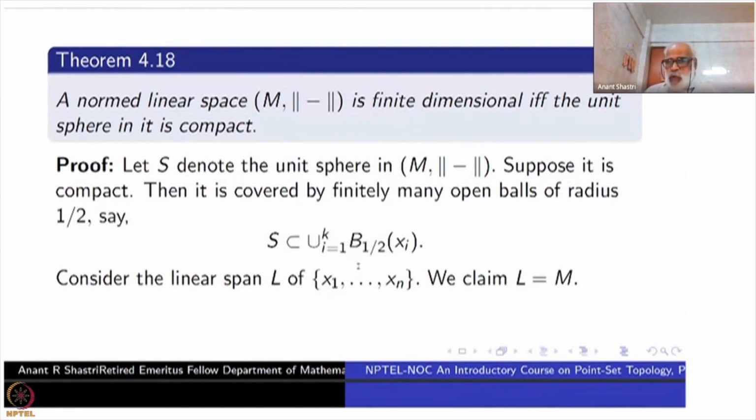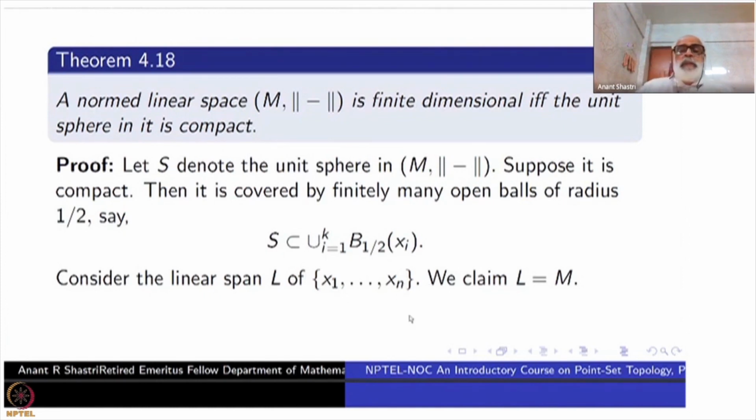I have got some points inside a vector space M, so I can take the linear span of them. Let L be the linear span of x1, x2, up to xk. So this is a linear subspace of M. We want to claim that L is equal to M. If we prove this one, then it follows that M is finite dimensional. Dimension may be equal to k or less because these may not be independent. They span L, so the dimension will be less than or equal to k.